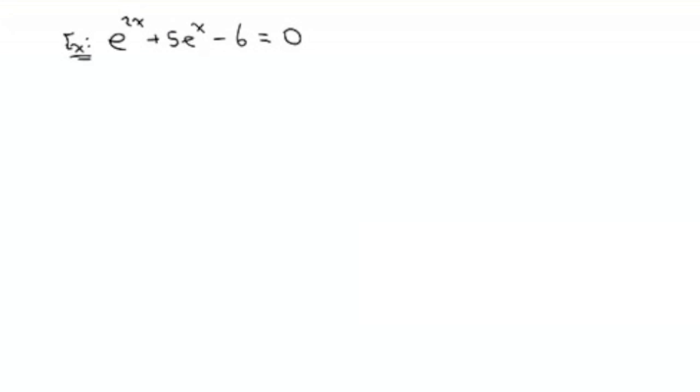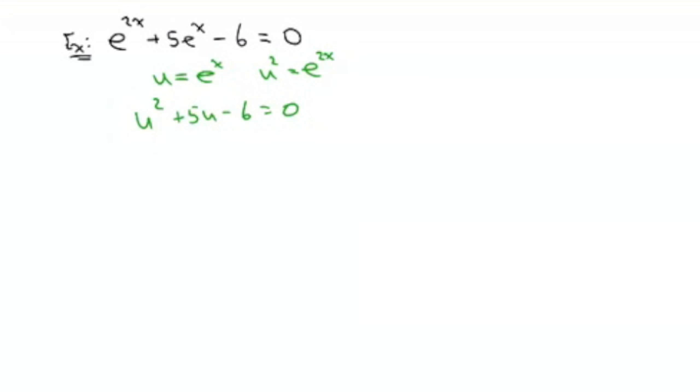So first up, let u equal, what's u in this case? e to the x. And then square it, so you get u squared is equal to e to the 2x. And then do your substitution. I'm going to do this one rather quick because it's basically the same as the other one, just a different ending. So you get u squared plus 5u minus 6 is equal to 0.